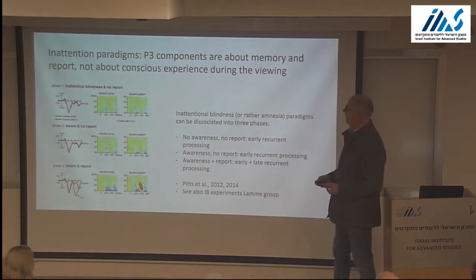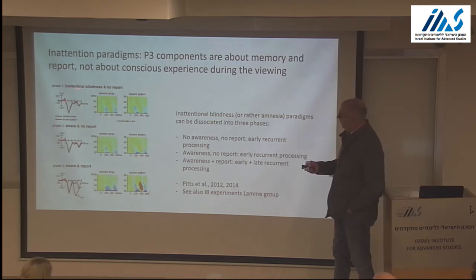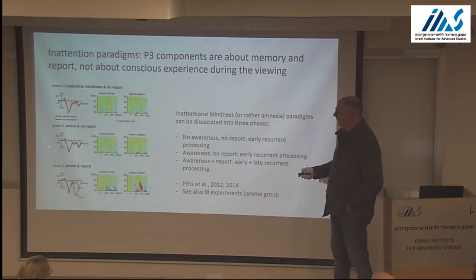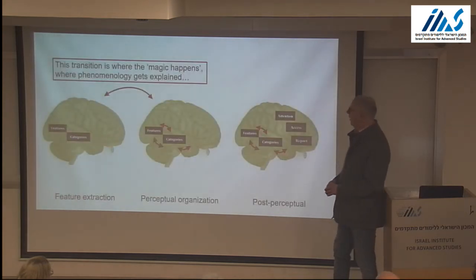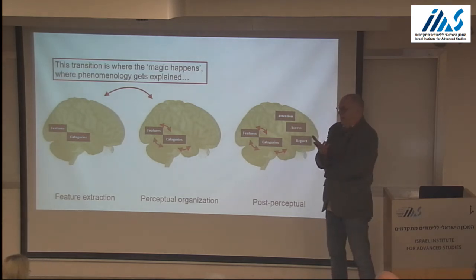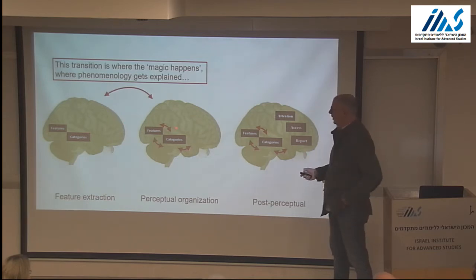This is another example from inattention paradigms. Again, P3 components are about memory and report, not about conscious experience. So here we have an inattentional blindness and no-report situation. Then you get this activation. Then people become aware that these inattentional blindness stimuli were there. Pretty much the same. And then when they have to report them, you get this additional P3 kind of activity. So I think that clearly advocates the position that this is where phenomenology gets explained.